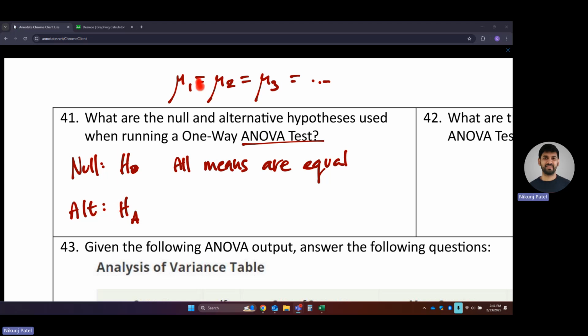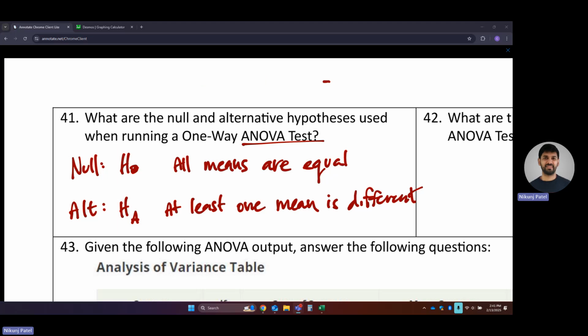For the alternative, these symbols might have any different combination, but the most basic one is at least one mean is different. So basically, you're just taking the simplest form, putting a not equals in between there. But in words is usually how the null and alternative are written. All the means are equal for the null. At least one mean is different for the alternative.